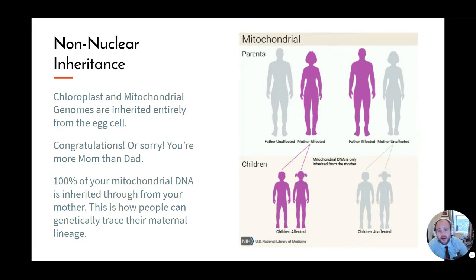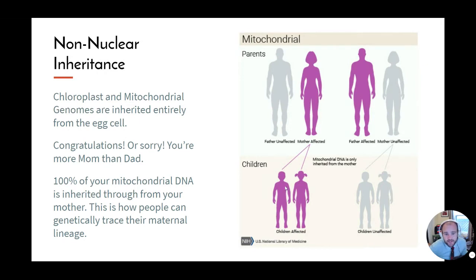Because of that, sperm are really small cells that are just trying to carry DNA to an egg, and so they don't have a whole bunch of extra organelles. You get all of your mitochondria from the egg given to you by your mom. That means all of your mitochondrial DNA is the same as your mother's mitochondrial DNA. So you actually have more information from your mom than your dad, because 100% of that mitochondrial DNA is inherited from your mother.